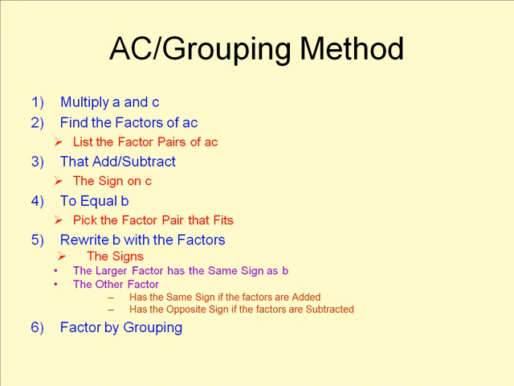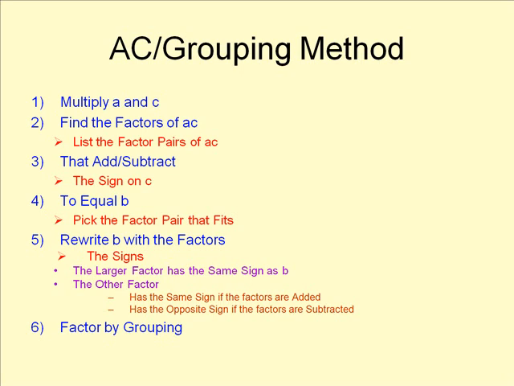Find the factors of A and C. You want to list them as factor pairs, and we've already talked about finding the factors of numbers and the reason to use the factor pairs process. Then you want to find the set of factor pairs that add or subtract, depending on the sign of C, to equal B.